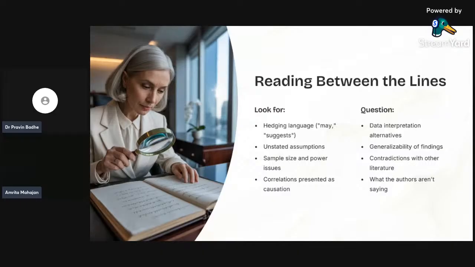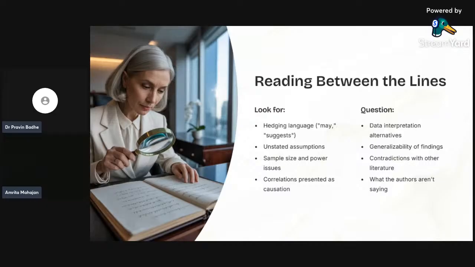So for example, a study might say a new drug may reduce symptoms, meaning that the evidence is not strong enough for them to claim that it absolutely does reduce those symptoms.